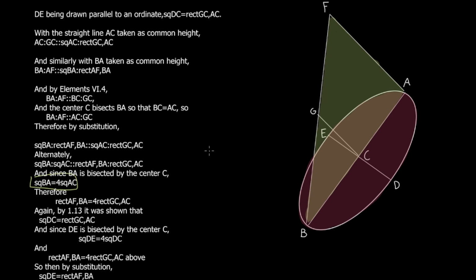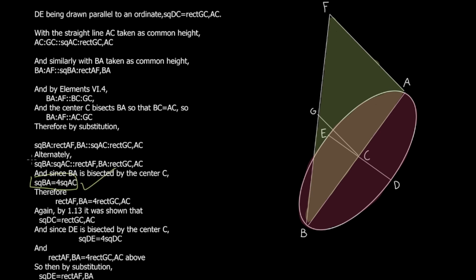But this is a step that Apollonius does sometimes where if you have a line that has a midpoint, so in this case ABC, then the square on AB is going to be 4 times the square on AC, just because the square on AC is AC times AC, and the square on AB is AC plus AC times AC plus AC. But you can just see this visually here, where this part is 1/4 of this whole square. So Apollonius does that, but I don't think we've gotten to it yet. But anyway, that works.